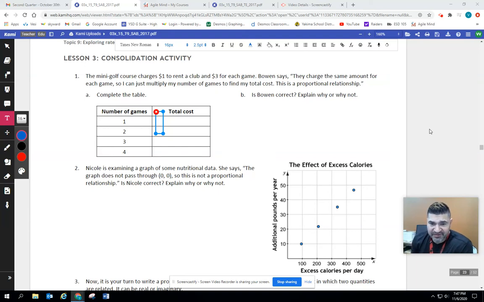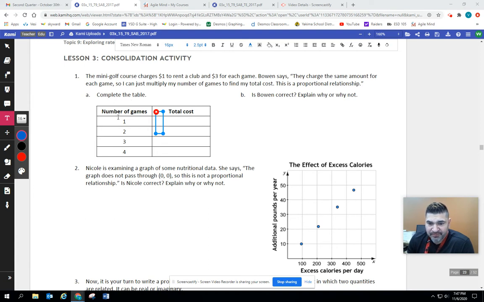Okay, welcome back to the consolidation activity. Here, I'm going to read this problem. It says the mini golf course charges $1 to rent a club and $3 for each game. Bowen says they charge the same amount for each game, so I can just multiply my number of games to find my total cost. This is a proportional relationship.